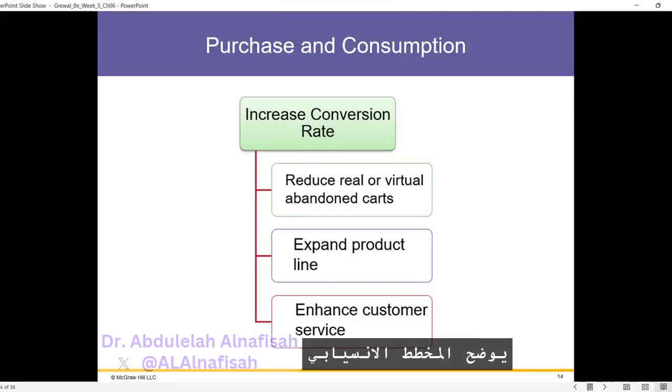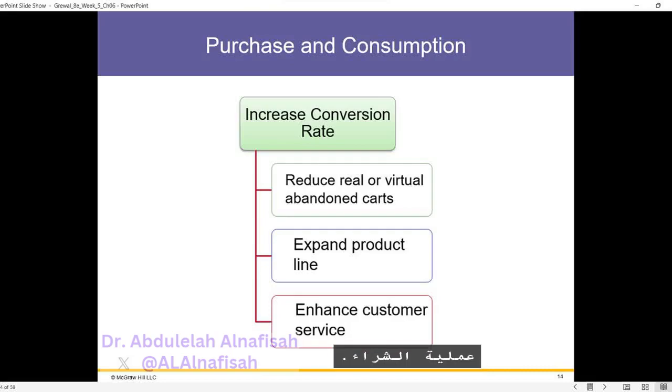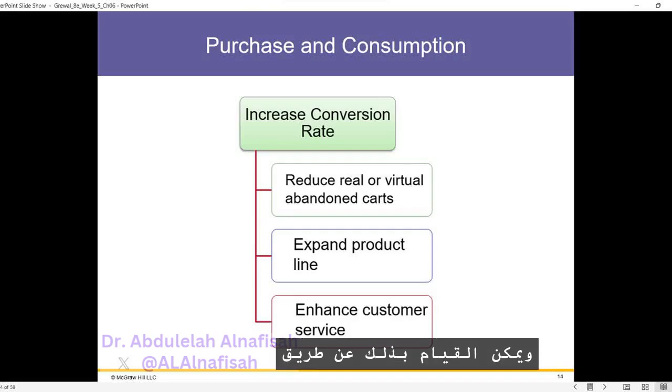The flowchart shows the following strategies. Reduce real or virtual abandoned carts. This means minimizing the number of customers who leave items in their shopping cart without completing a purchase. This can be done by simplifying the checkout process, offering discounts or free shipping, sending reminder emails, or providing customer support.